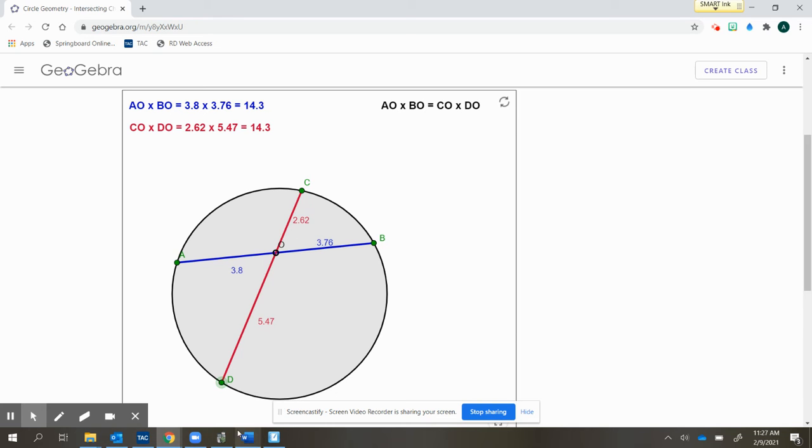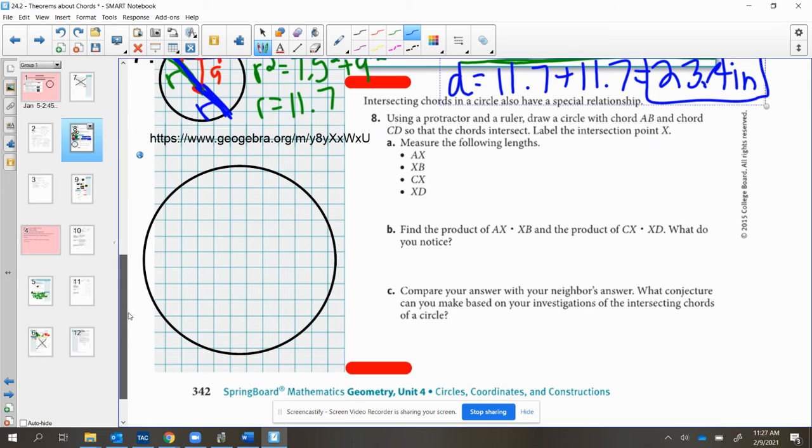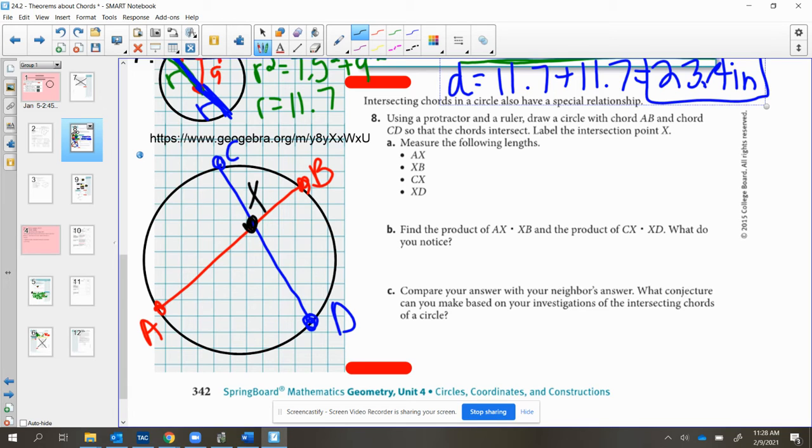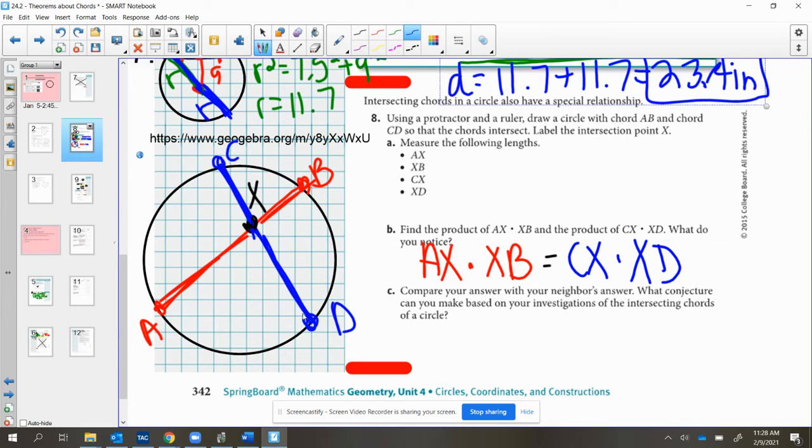Okay, because of this intersection. So if we go back to our notes to write that down, if you kind of draw yourself a picture, if we have our own version here of a chord named AB, and we have a chord named CD, and we have them intersecting at point X, again, we know that AX times XB, small piece times small piece of the red, has to equal small piece times small piece of the blue. Okay, that's our third theorem of the day.